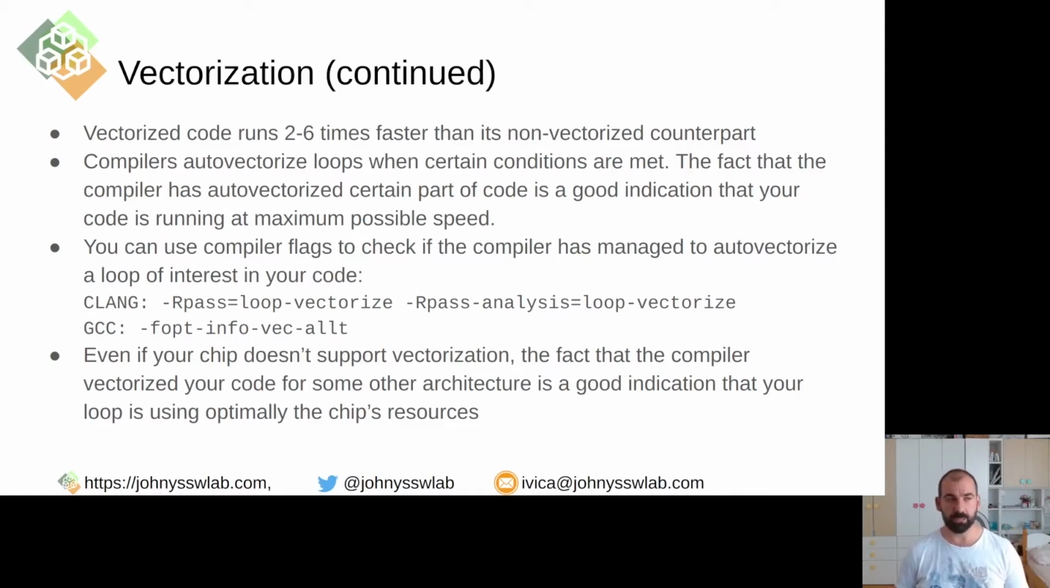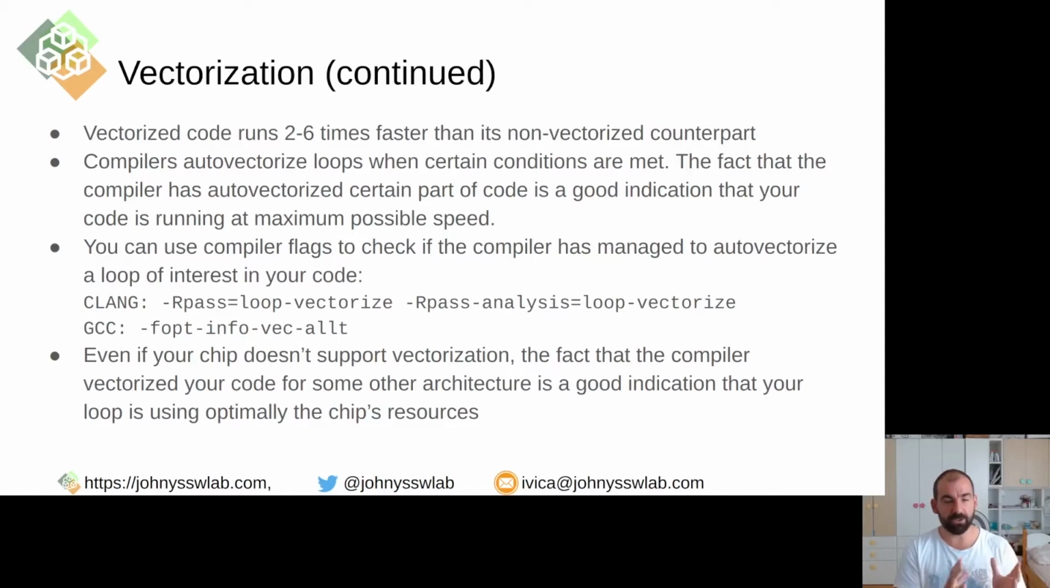Now, if you want to check if the compiler has vectorized your code, you can use some compiler flags. On Clang, this is the compiler flag. On GCC, it's a different one. Even if your chip doesn't support vectorization, the fact that the compiler vectorizes your code for some other architecture that does is a good indication that your loop is optimally using the chip's resources.